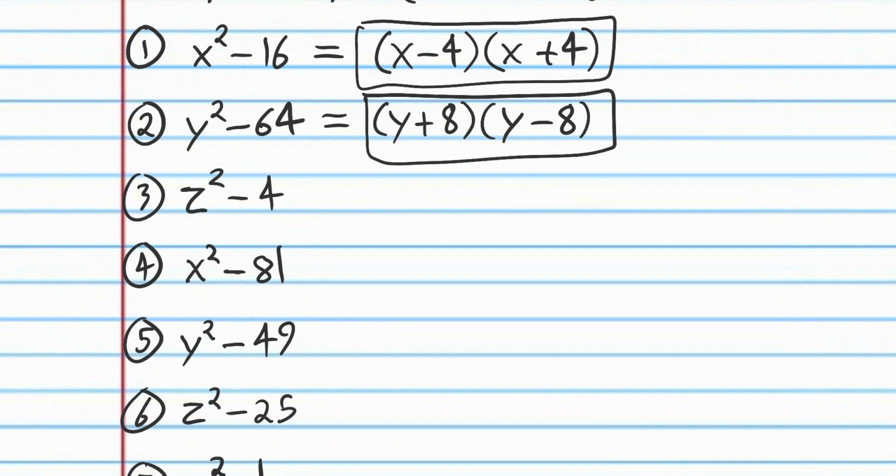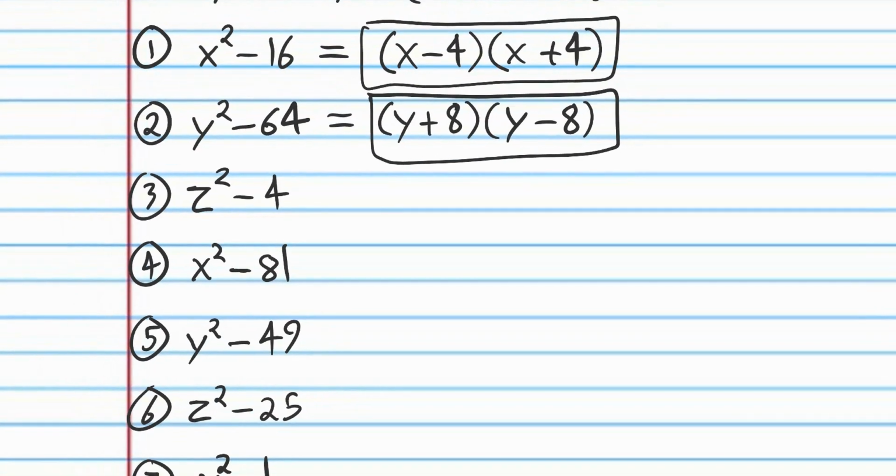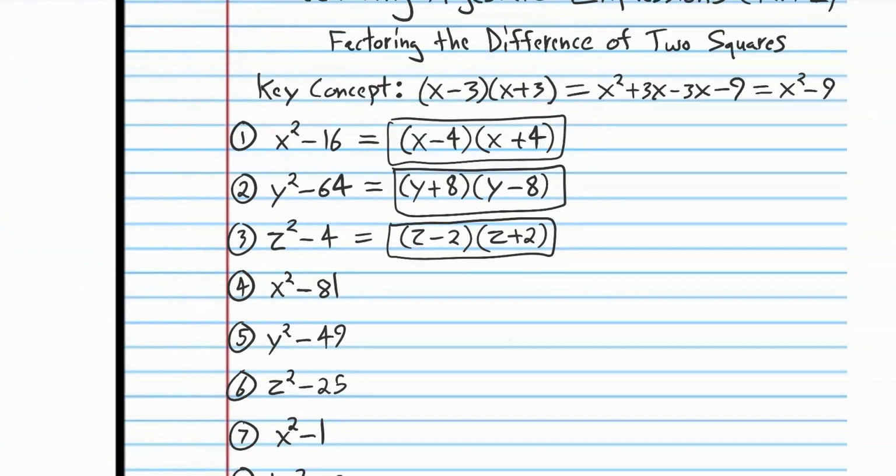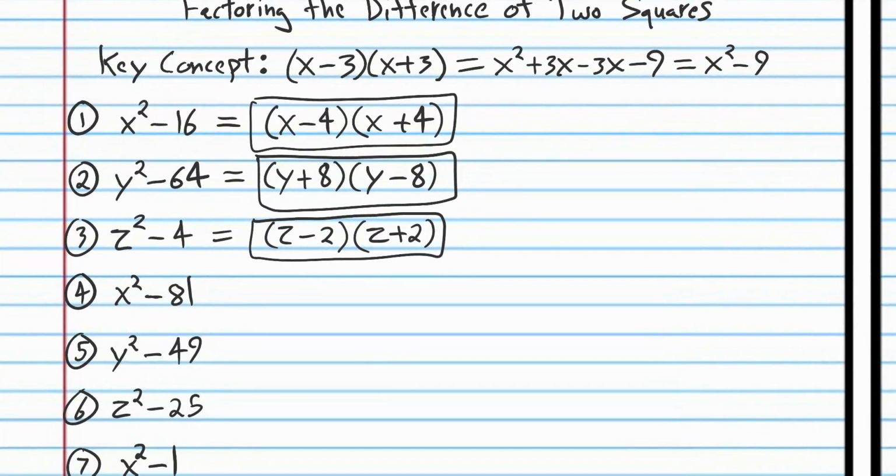All right, so let's do one more of these together. So 2 pairs of parentheses. Put your z's. And then what number times itself equals 4? Well, that would be 2. And just put your positive and your negative, and you're done. So this is just a special type of factoring.